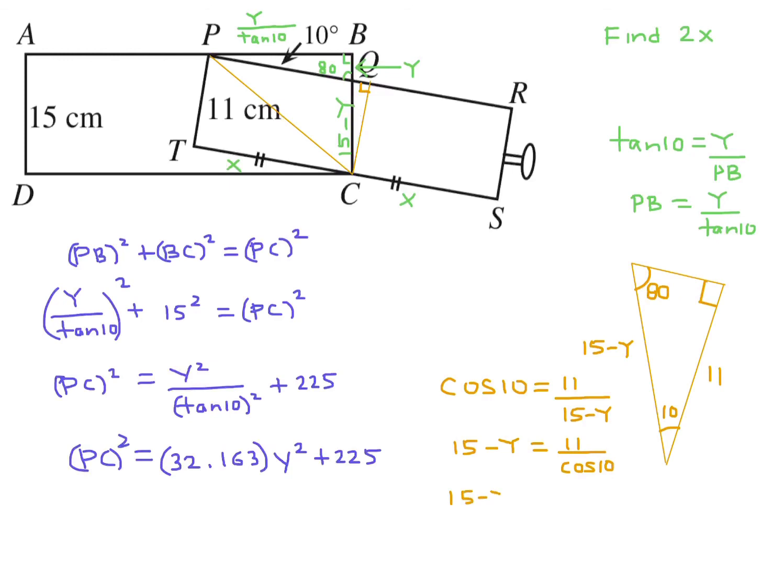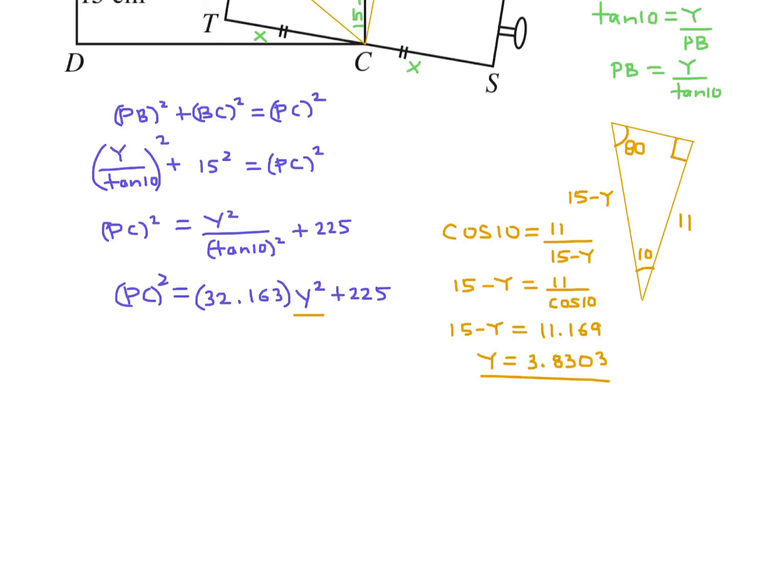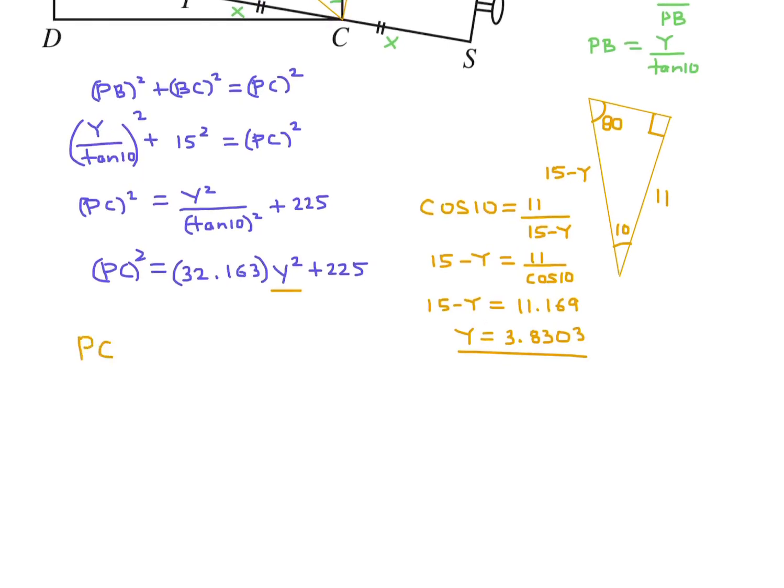And that means 15 minus y, if you do the math here, it's 11.169, and therefore y is equal to 3.8303. Okay? And there we go. We have pretty much come to our point where we can figure out this question. We got y is here, now we can figure out PC. So substitute y is equal to 3.83 into here.